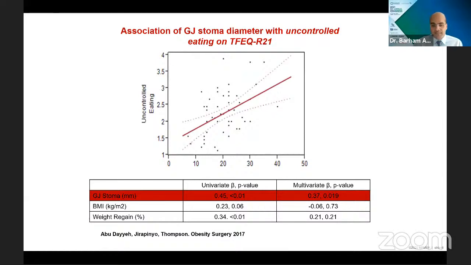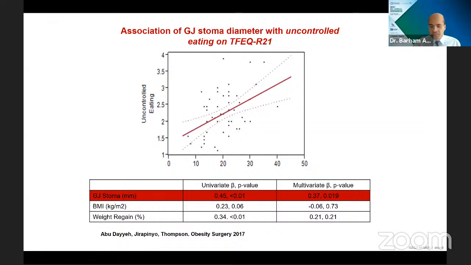This was a blinded study where we measured the stoma diameter in patients blindly, and we administered an eating questionnaire to assess restriction after gastric bypass. Here, on the y-axis is the uncontrolled eating domain. You could see the larger the anastomosis, the more the uncontrolled eating, and this is exactly what the patient tells you: I could now eat double portion regular meal with no restriction, and I'm gaining the weight, and that's what we're hoping to impact.